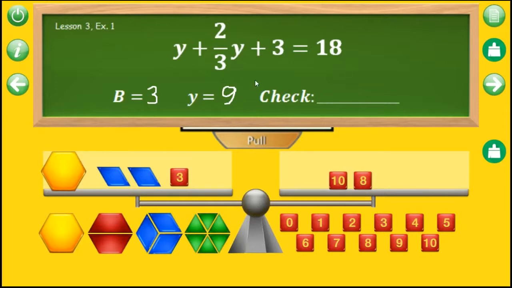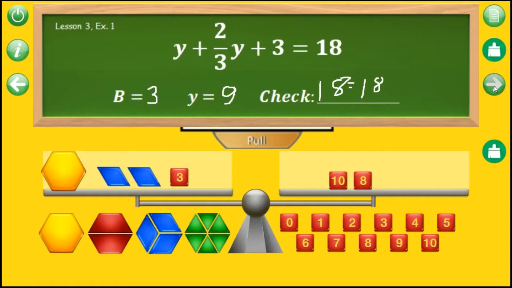So help me with the check. We know that B is 3 and Y is 9. So help me out here. It would be 18. How'd you get that? Because yellow is 9, plus 1 blue is 12, plus another blue is 15, and then plus 3 is 18. Okay, so one side is 18. I'm writing it down so I don't have to try to remember that. And this side is also 18. Okay, good. Okay, so far we've done 3 lessons.